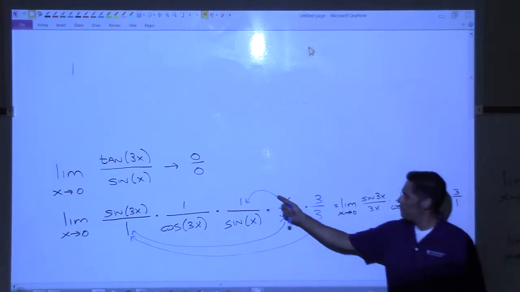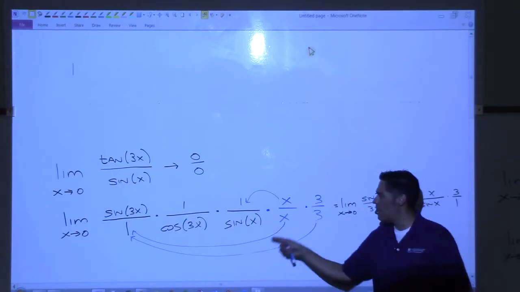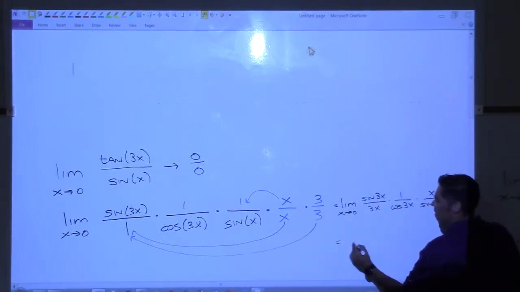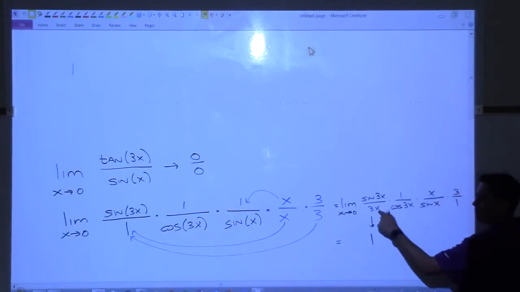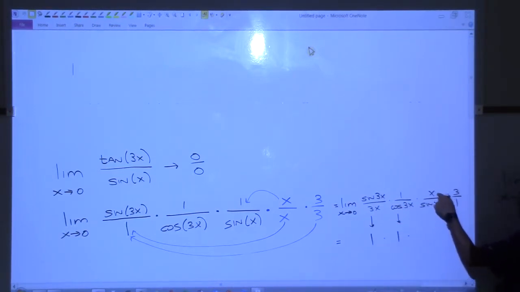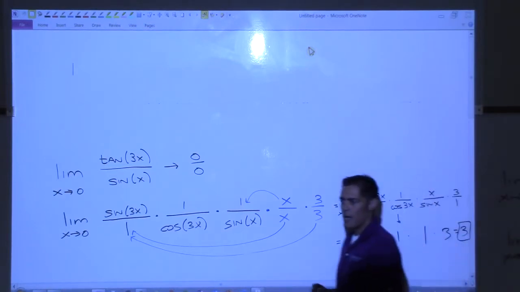So that x left, this 3 left, but that 3 was still there. And now when you actually take the limit, this is going to go to 1. Sine of junk over junk. Is the junk going to 0? Yes. 1 over cosine of 0, that's 1 over 1, that's 1. Junk over sine junk, the junk's going to 0. This is 1, and this is 3. The answer's 3. Okay? That's the first one.